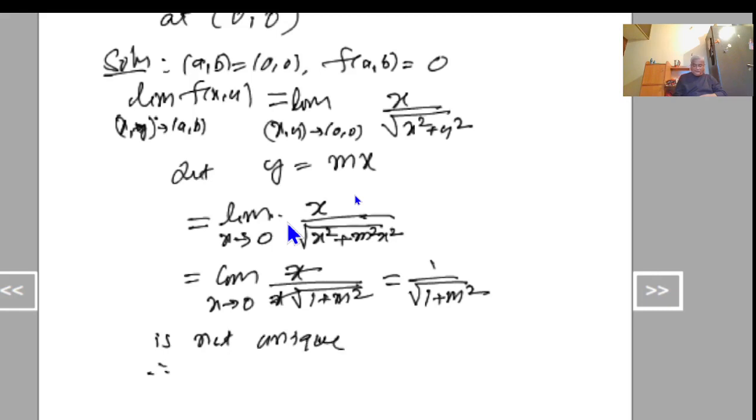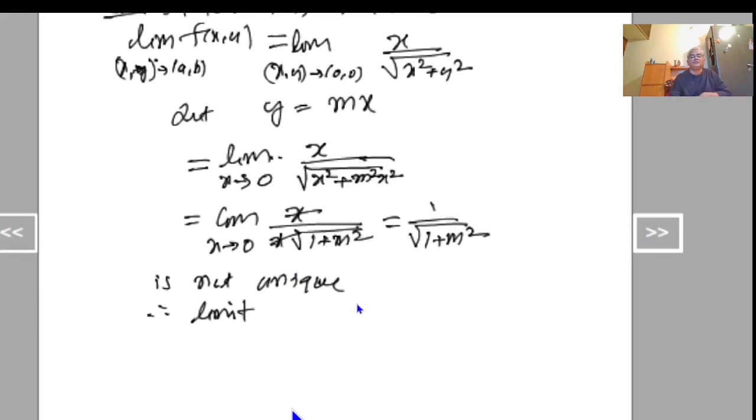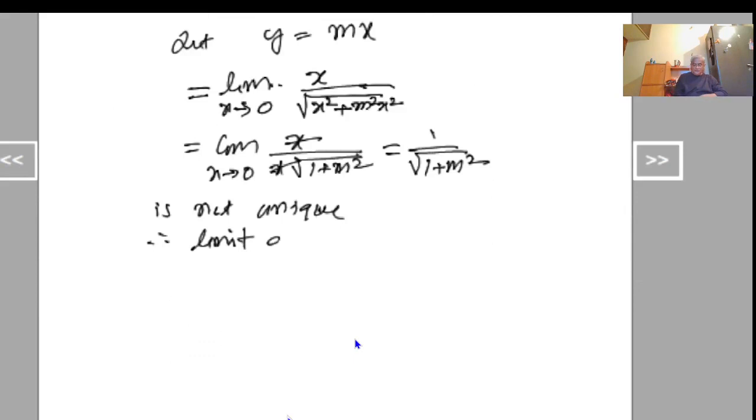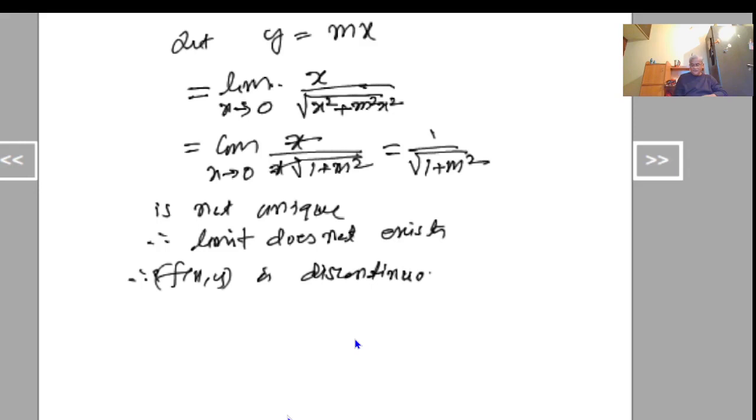So therefore here the limit is not unique, which means the limit does not exist. Therefore f of x comma y is discontinuous at 0, 0.